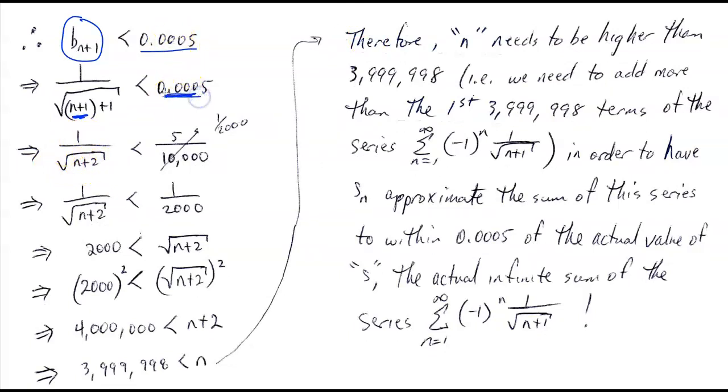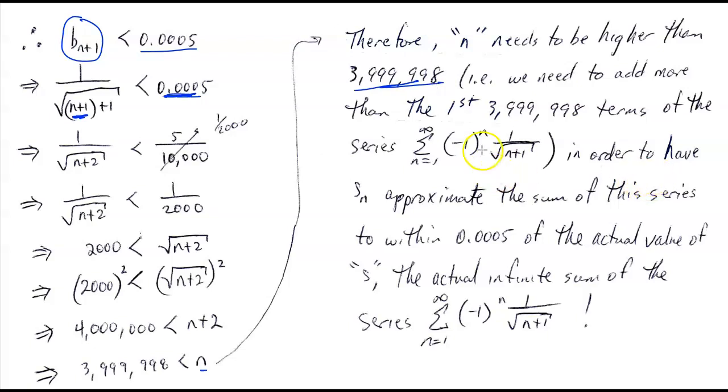We translate this decimal 0.0005 as the fraction 5 10,000ths, which is the same as 1 over 2,000. And then, of course, it's just a bunch of algebra from that point. And we eventually get to a value of n having to be greater than 3,999,998. Okay, so we would have to add up more than 3,999,998 terms for us to be able to do it.